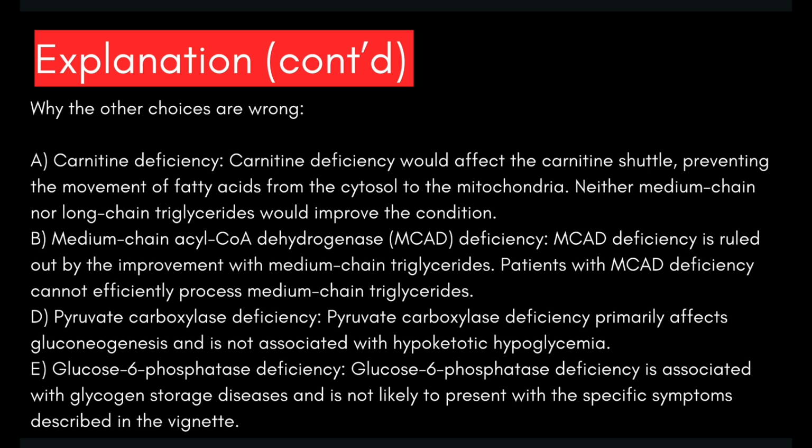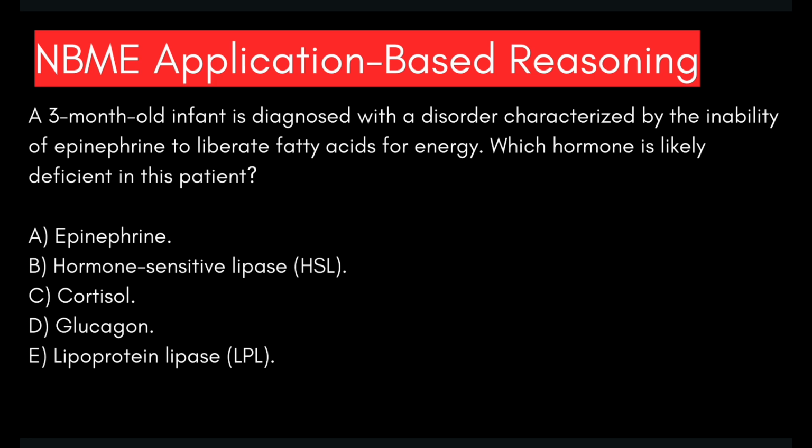D. Pyruvate carboxylase deficiency. Pyruvate carboxylase deficiency primarily affects gluconeogenesis and is not associated with hypoketotic hypoglycemia. E. Glucose 6 phosphatase deficiency. Glucose 6 phosphatase deficiency is associated with glycogen storage diseases and is not likely to present with the specific symptoms described in this vignette. Moving on to our next question.